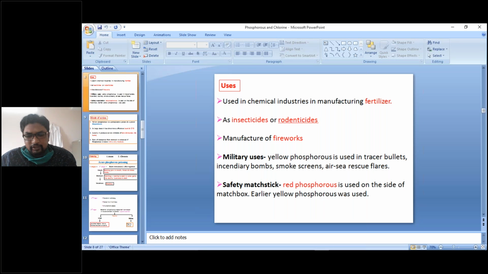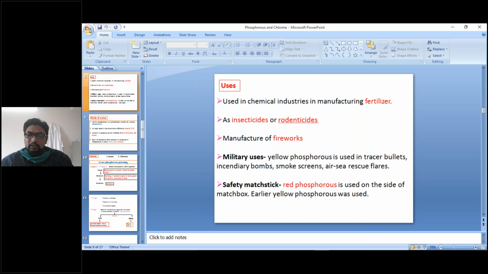What are the uses of this phosphorus? Phosphorus is used in fertilizers, in chemical industries, in the manufacturing of fertilizers. It is also used as an insecticide or rodenticide. It is used in the manufacture of fireworks, and then it is used in military uses. Yellow phosphorus is used in tracer bullets or incendiary bombs.